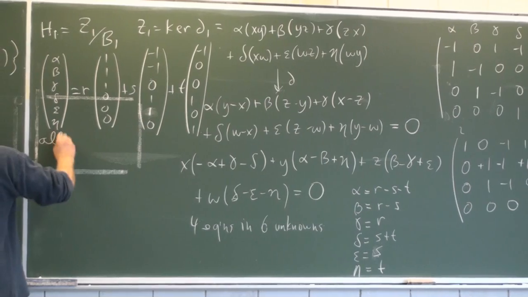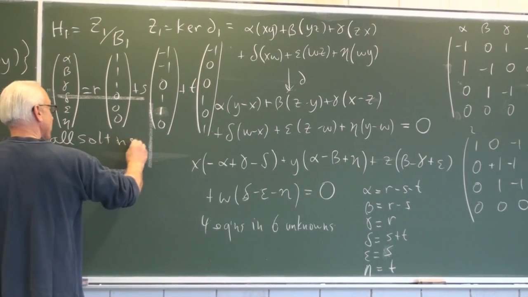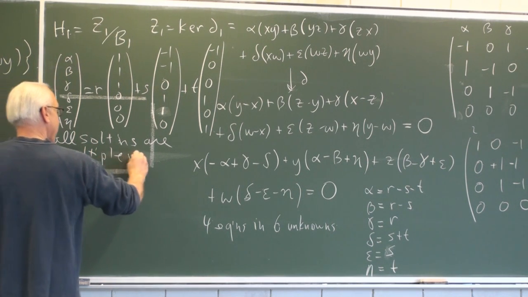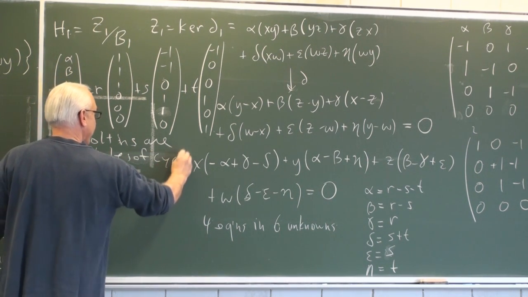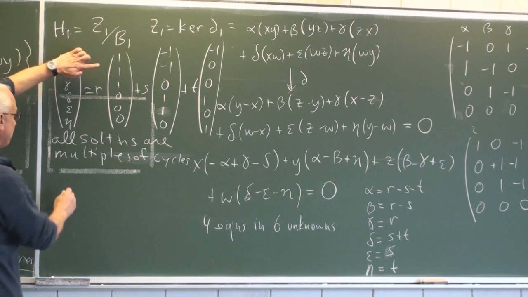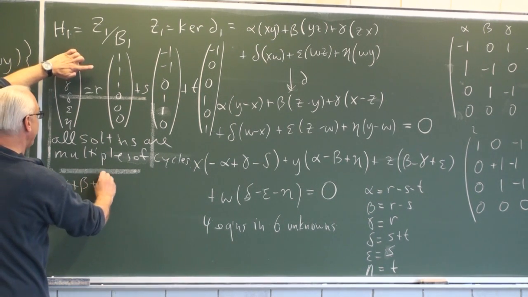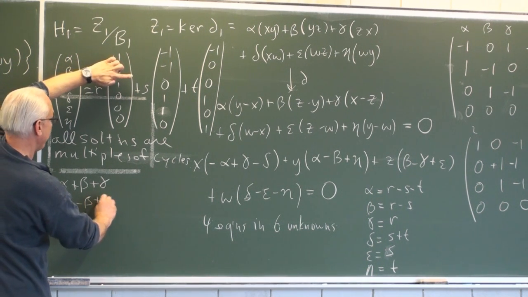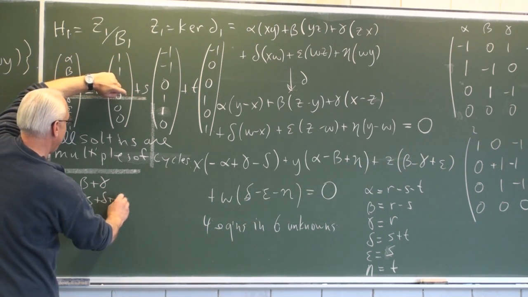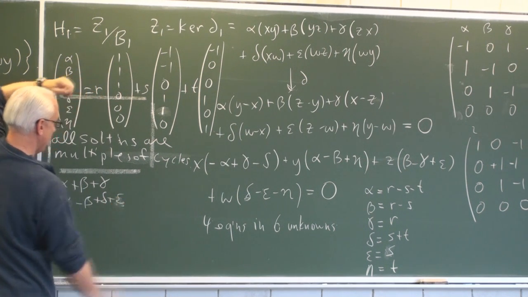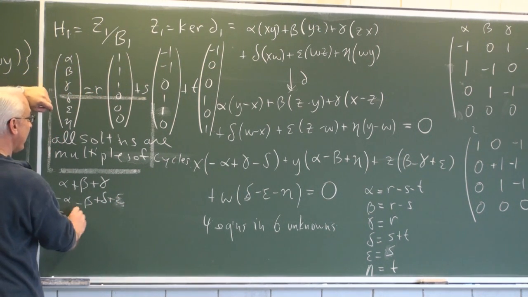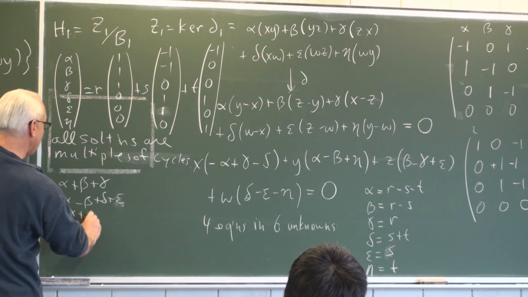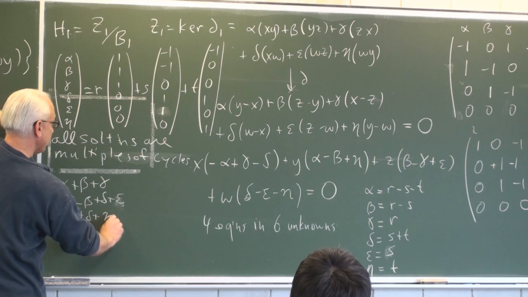So all solutions are multiples of the following cycles. This one here corresponds to the cycle alpha plus beta plus gamma. This one corresponds to minus alpha minus beta plus delta plus epsilon. And the last one, minus alpha plus delta plus eta.